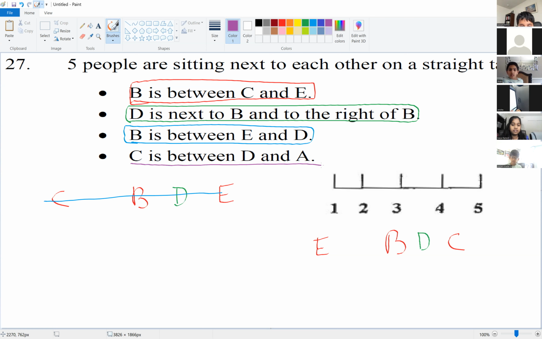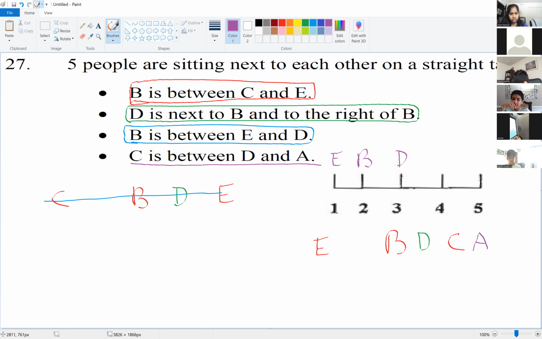C is between D and A. So where would be A? Wait, C is between D and A. A should be going to the right of C. That's it. So E, B, D, C, and A. Do you get it or no? I do. Do you understand?